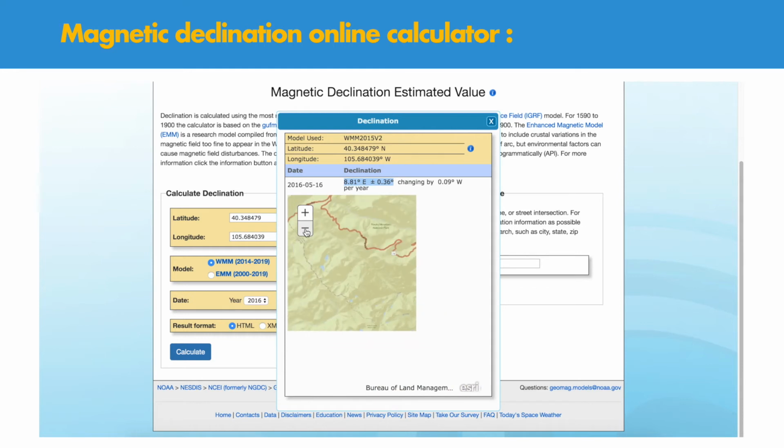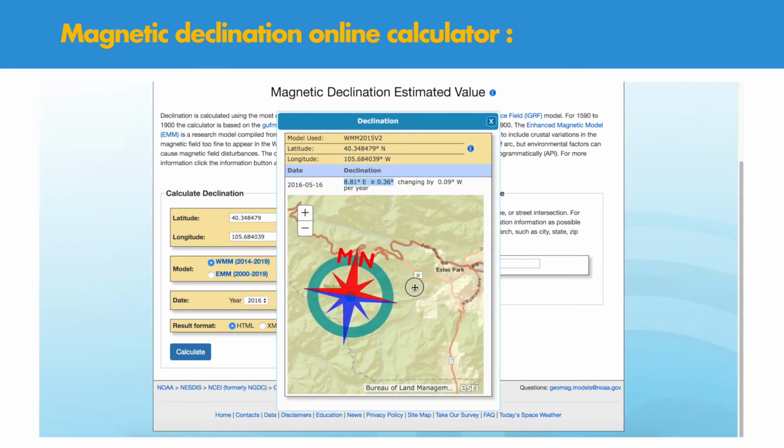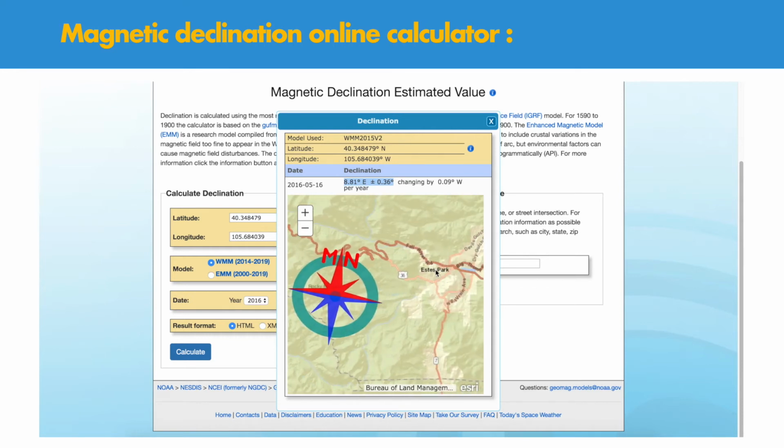To be sure of this coordinate search method, when I zoom out, I see Estes Park here. That's all for how to use this online tool. Like I've said before, the direct link to this page is below this video.